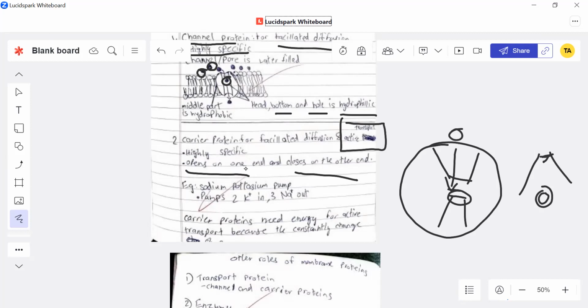So an example of a carrier protein is the sodium potassium pump. You have to memorize this: two potassium ions will be pumped into the cell membrane, and three sodium ions will move out of the cell membrane. And carrier proteins need energy for active transport because they constantly change their shape. I told you earlier, the transport protein will change shape. So because of that, they need energy, and therefore they will need ATP.